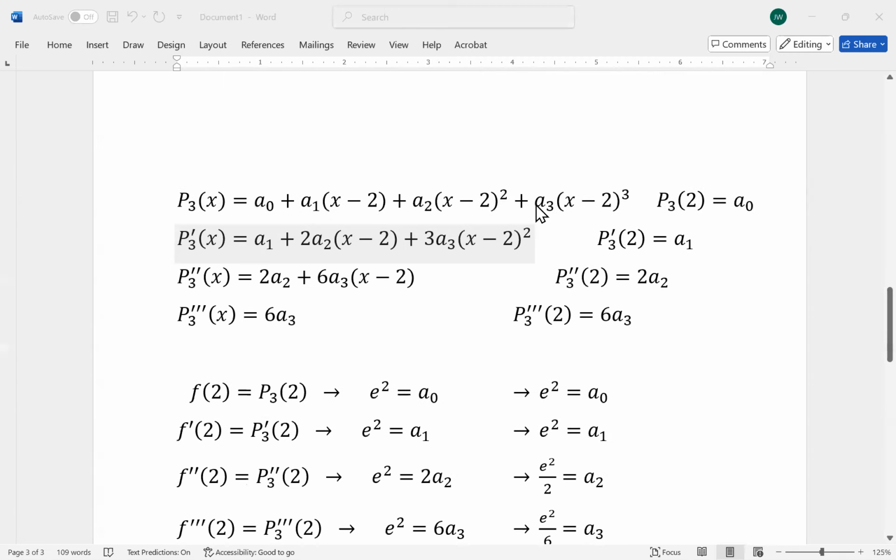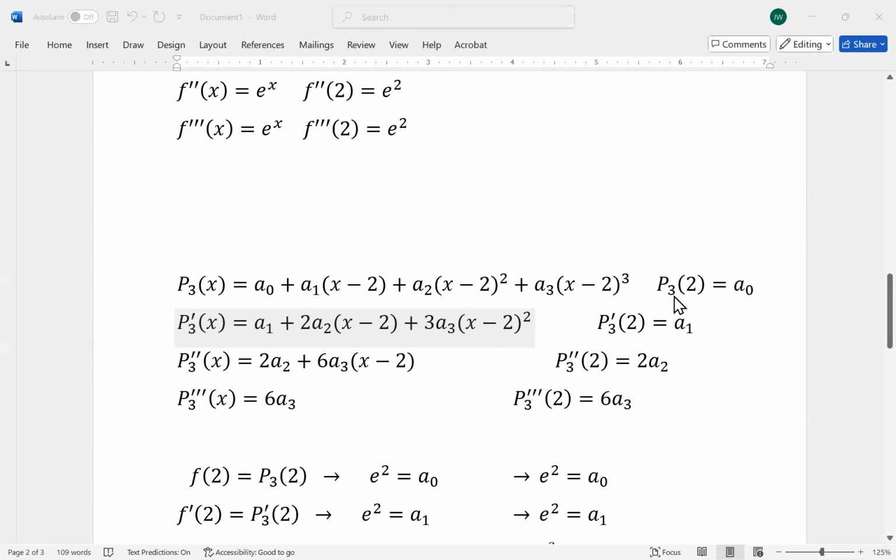Now, once you start seeing this pattern, that p sub 3 of 2 is just a0, the first derivative at 2 is a1, second derivative at 2 is 2a2, third derivative at 2 is 6a3. This pattern can generalize. Let me write that down.